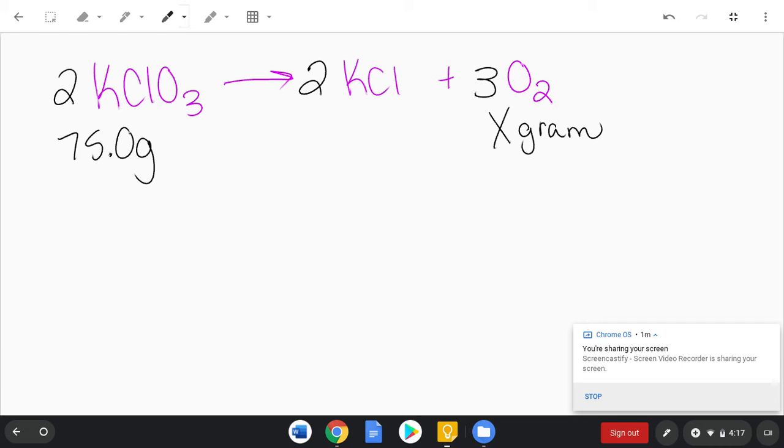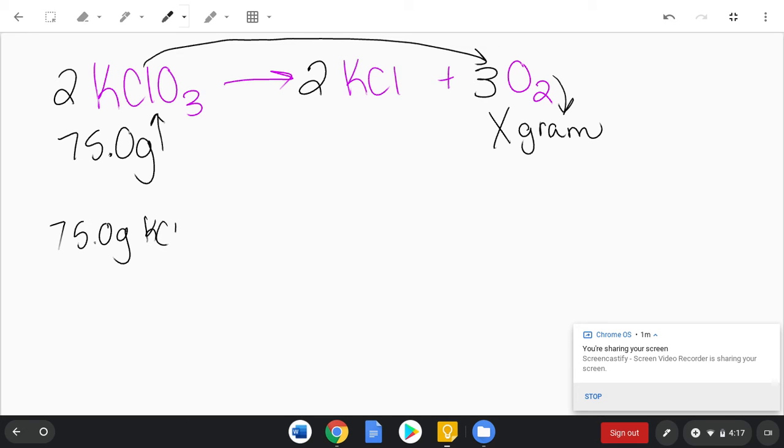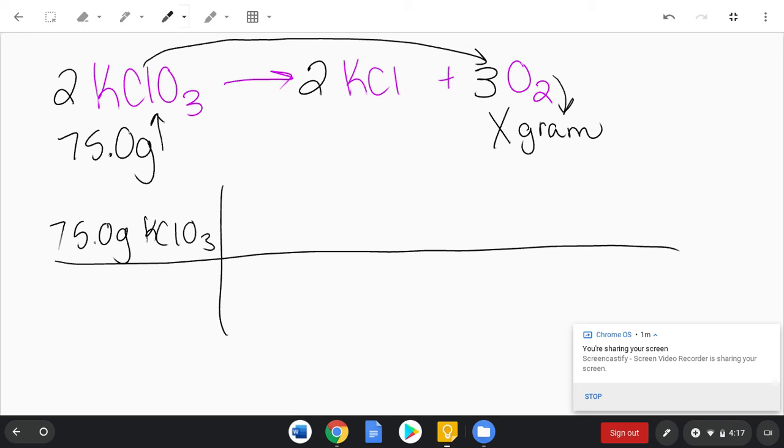So this conversion is going to have to go from grams to moles, grams of this to moles, moles to moles, and then moles to grams. This is kind of a 3-step conversion. We're going to get this all set up into one nice conversion chart so we can just go ahead and plug our numbers in and see what we get. So we're going to start with 75.0 grams of KClO3, and we need to get that into moles.